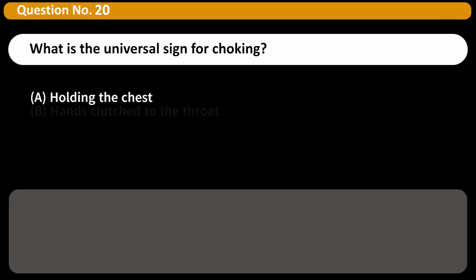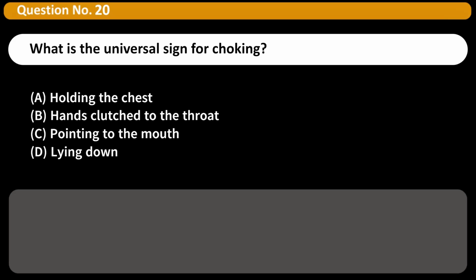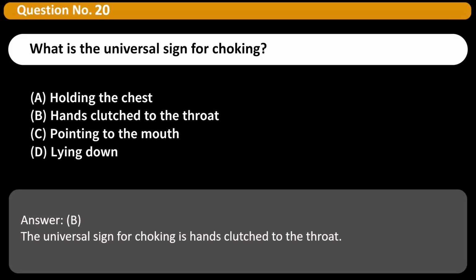What is the universal sign for choking? A. Holding the chest. B. Hands clutched to the throat. C. Pointing to the mouth. D. Lying down. Answer B. The universal sign for choking is hands clutched to the throat.